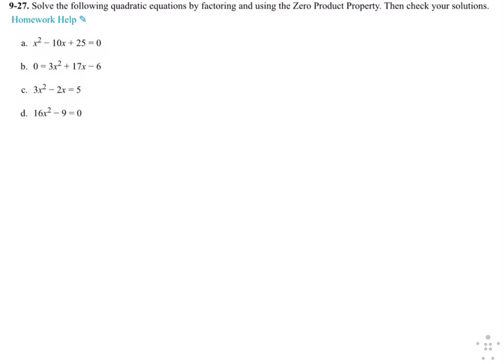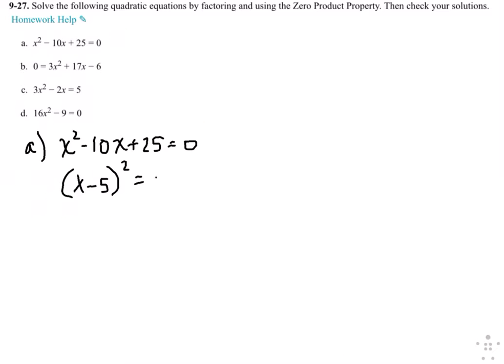Okay, for number 27, they want us to solve these by factoring. So let's start. We have x squared minus 10x plus 25 equals 0. We should notice that this is a perfect square trinomial. It factors to x minus 5 squared. So that's really, if you think about it, x minus 5 times x minus 5.